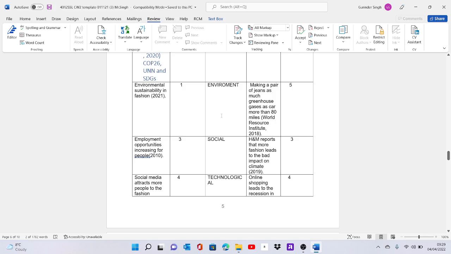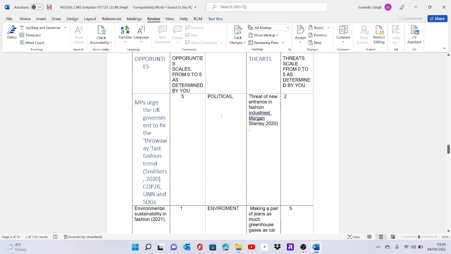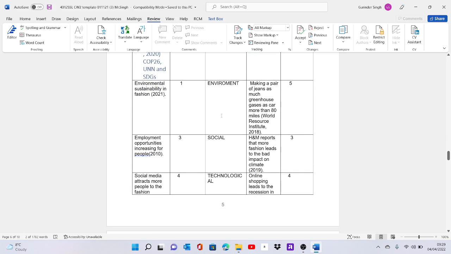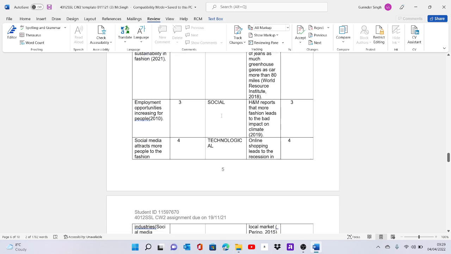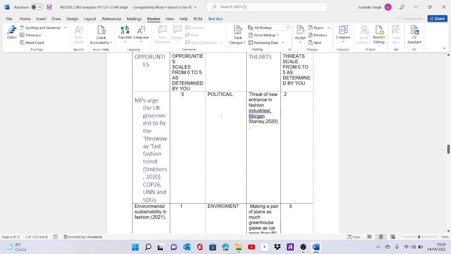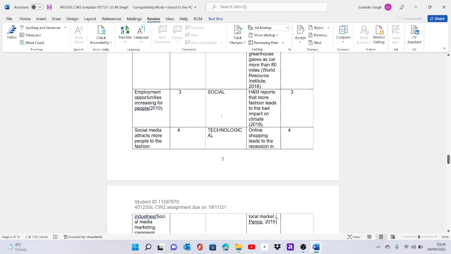Opportunity according to technological: social media attracts more people to fashion. Opportunity scale from 0 to 5 is 4. Threat of technology: online shopping leads to recession in the local market. Threat scale from 0 to 5 is 4.